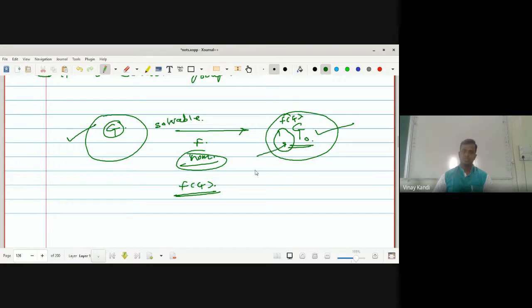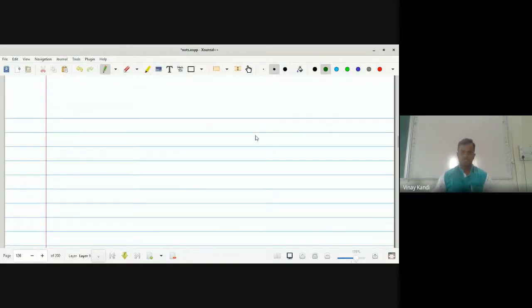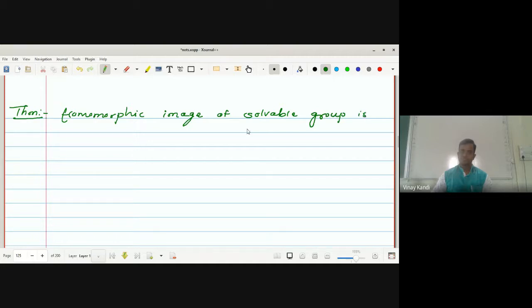Then f of G becomes again solvable. So the theorem is: the homomorphic image of a solvable group is solvable.